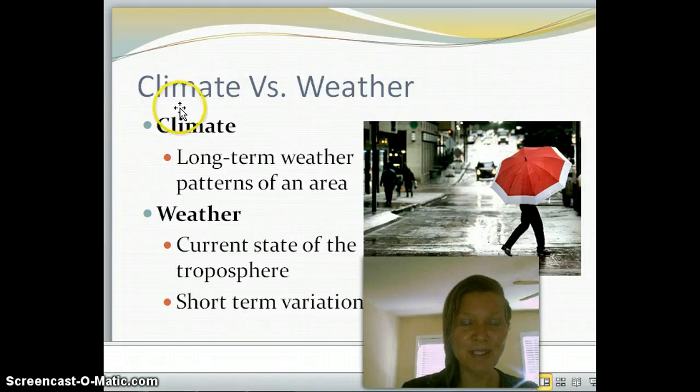Now, our main differences, as we know, between climate and weather is climate are the long-term weather patterns that we see in a specific area, whereas weather is the current state of weather that's happening, as you remember, in our troposphere. And of course, there's always short-term variations amongst these as well.